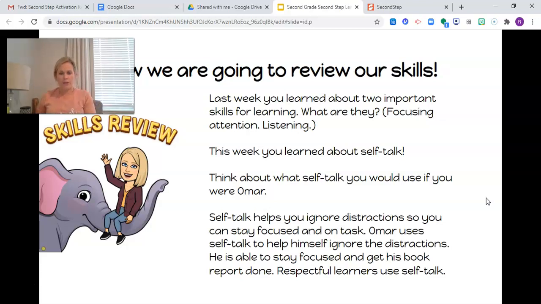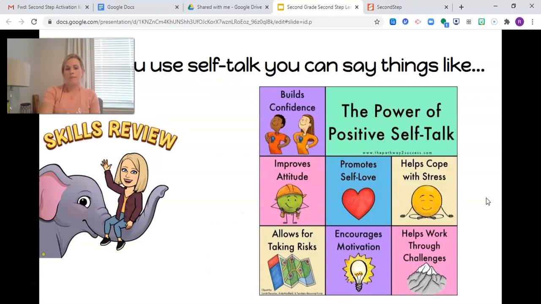Self-talk helps you ignore distractions so you can stay focused on the task. Omar uses self-talk to help himself ignore the distractions. He's able to stay focused and get his book report done. Respectful learners use self-talk.